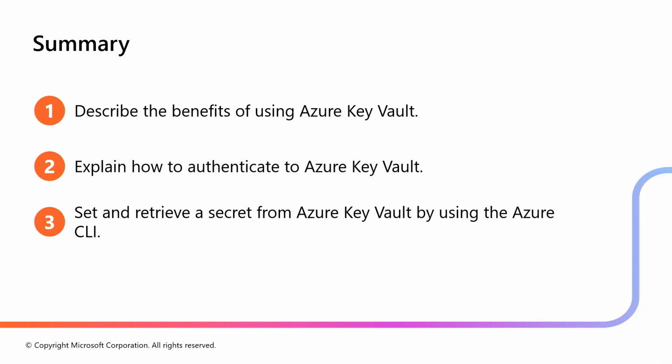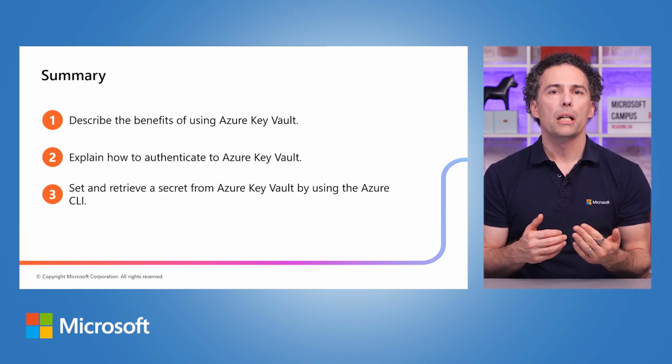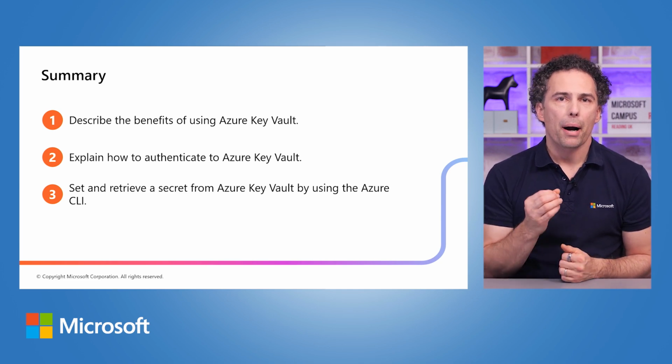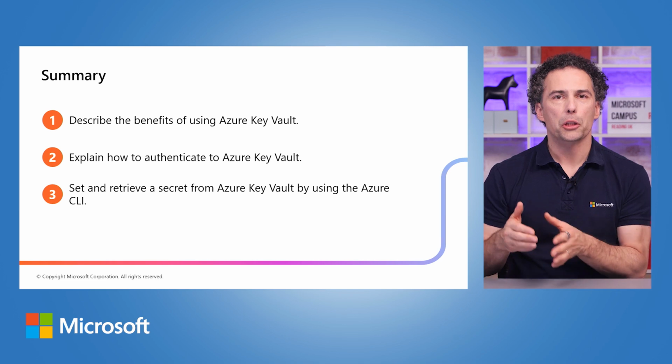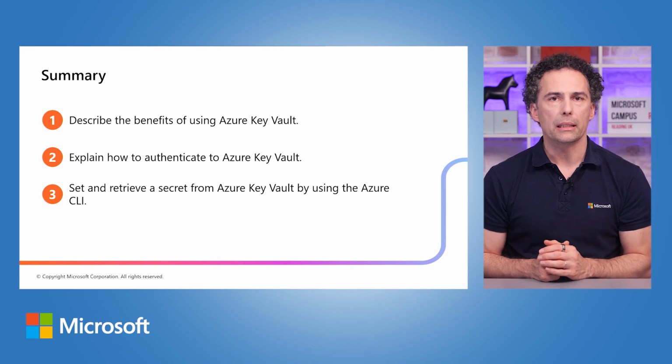I described the benefits of using Azure Key Vault and how to authenticate to it. You also saw how to set and retrieve a secret from Azure Key Vault by using the Azure CLI. In this video, you have discovered the importance of Azure Key Vault in securing your applications and managing sensitive information. By controlling secrets management with the Azure management tools, you are equipped to safeguard your application secrets with ease. With Azure Key Vault, fortify your application security and protect your sensitive data from unauthorized access.